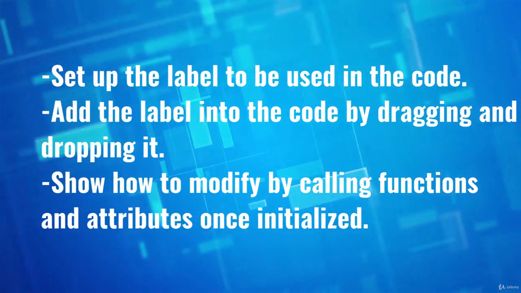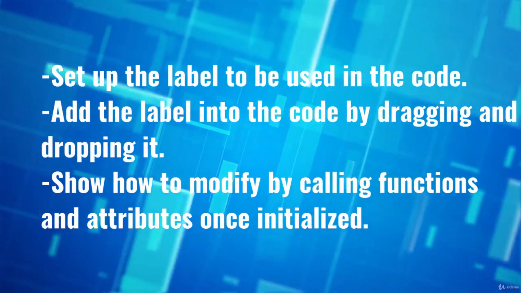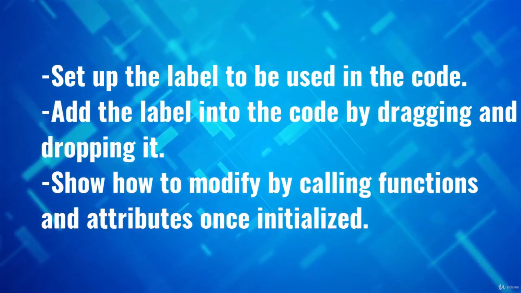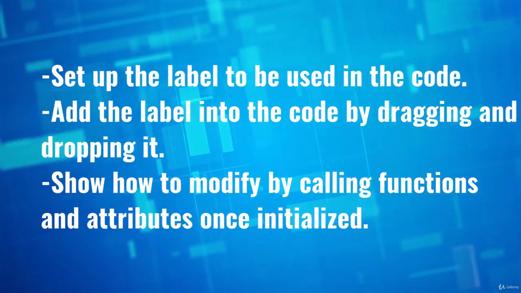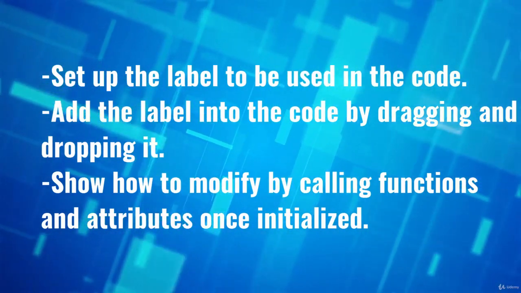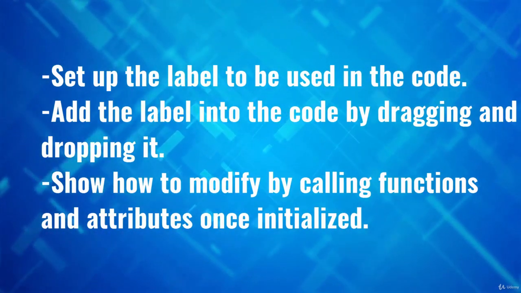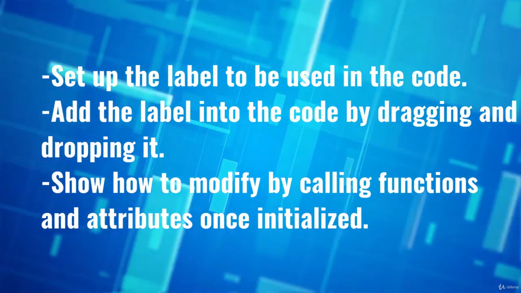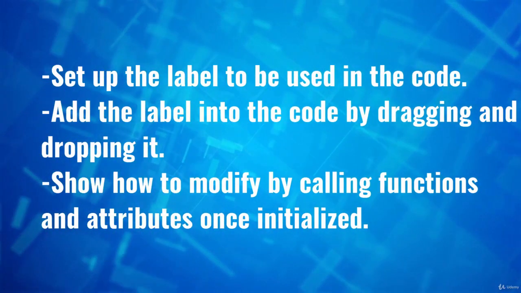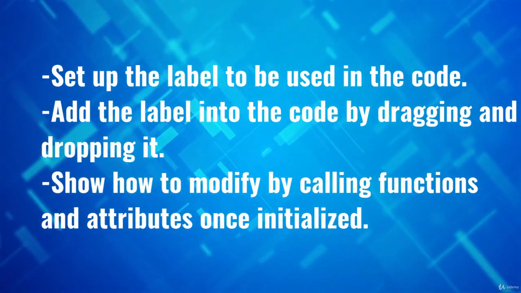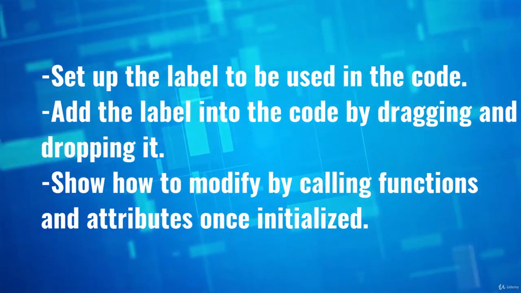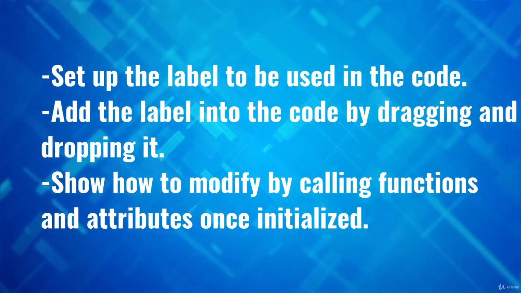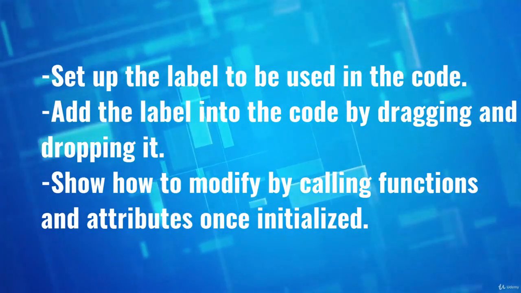So we've seen that we could modify the attributes by clicking on the label in the main.storyboard and then opening up the attributes window and editing things directly in there. This time we're going to add it into the code by dragging and dropping it from the main.storyboard, so from the layout, and then we'll see that we can actually modify it directly in the code by calling functions and attributes once it's been initialized. So the way we'll do this is we'll initialize it first by dragging and dropping it, and then we'll be able to call the name dot and then whatever field or method we want to use to modify it.